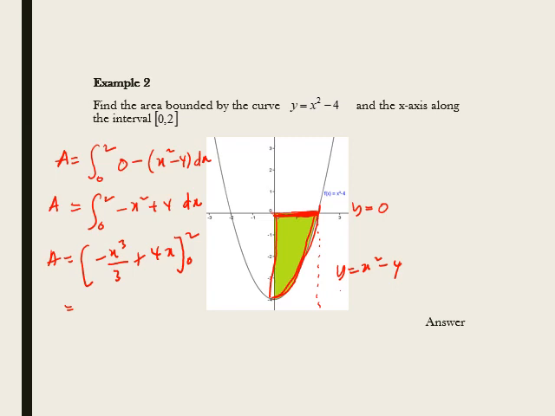So now, substitute the limit. Minus 0. So the answer would be 16 over 3 unit cube.